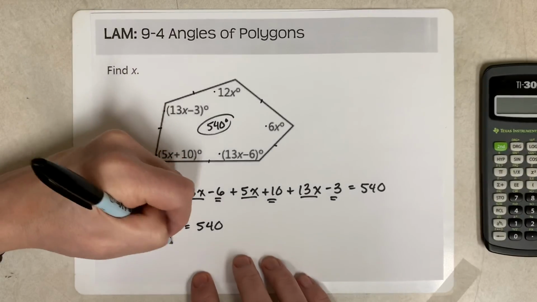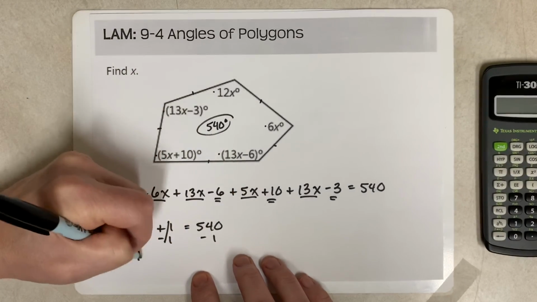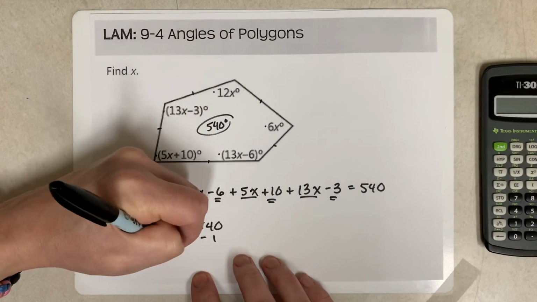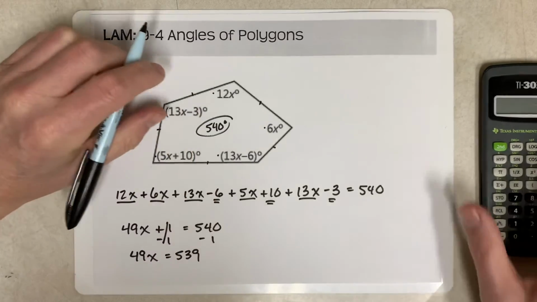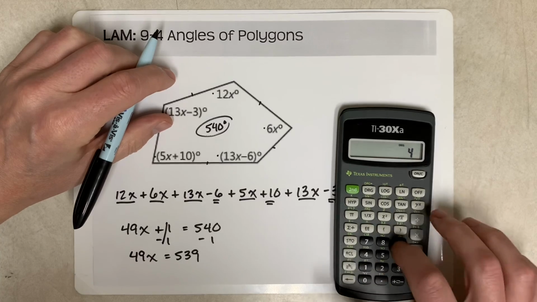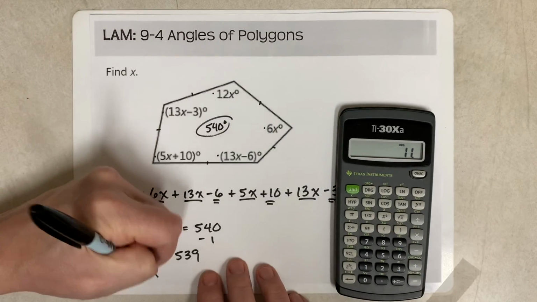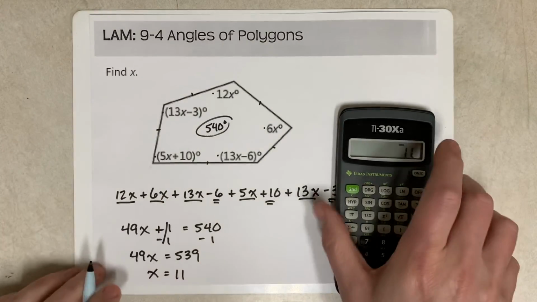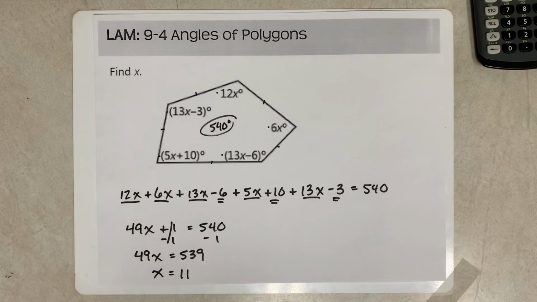So now I'm going to subtract 1, and I get 49x is equal to 539. So we're going to take 539 divided by 49, and we get 11. And that is your value for x. That's how you do it.